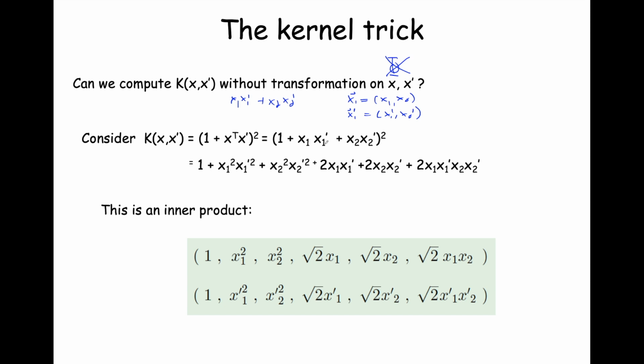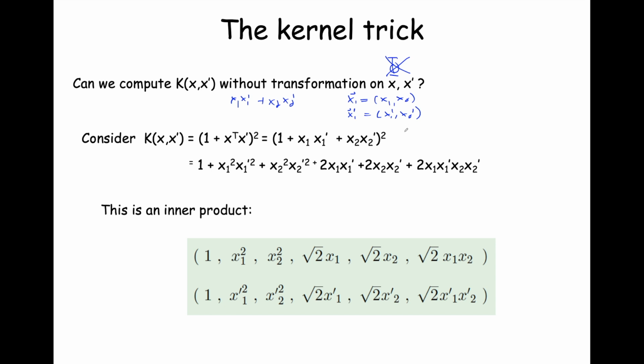Okay, so now let's look at some of the cross terms. We have 2 times x1, x1 prime. Okay, that's one of our cross terms. We have 2 times x2, x2 prime. Okay, that's another cross term. And then we have 2 x1, x1 prime, x2, x2 prime. Okay, that's our other cross term.